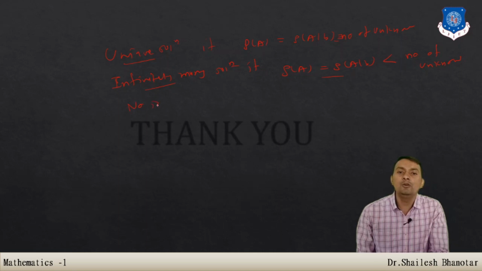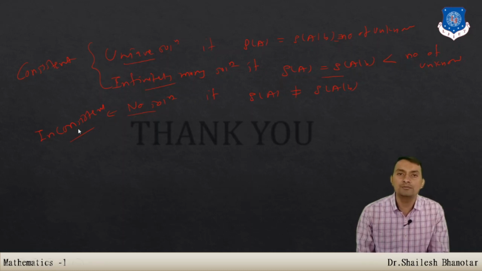And the third one, no solution: if the rank of A is different from the rank of the augmented matrix, that means the system has no solution. In the first two cases we say the system is consistent, and here we can say that the system is inconsistent. And this is what we have done in this video.